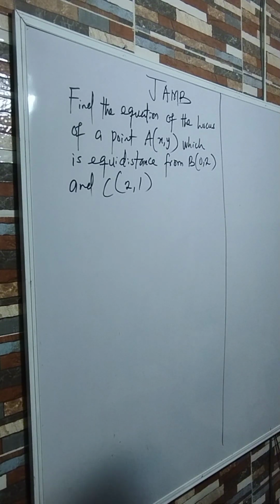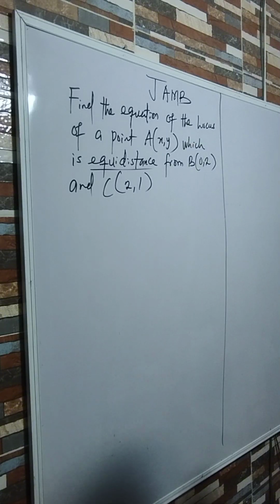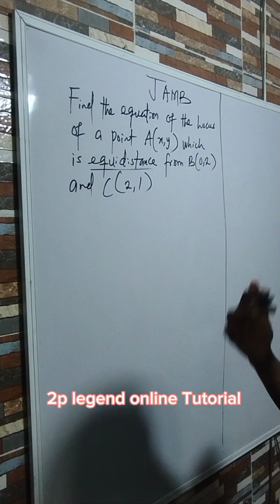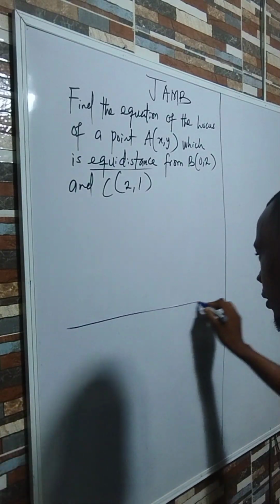There's one thing I want you to take note of, which is the word equidistance. What does equidistance mean? Equidistance simply means equal distance. So now let's have this straight line.